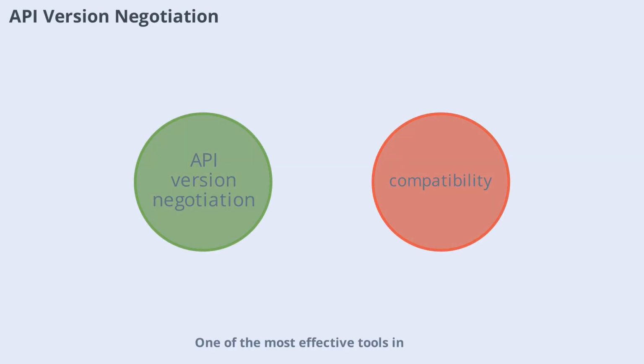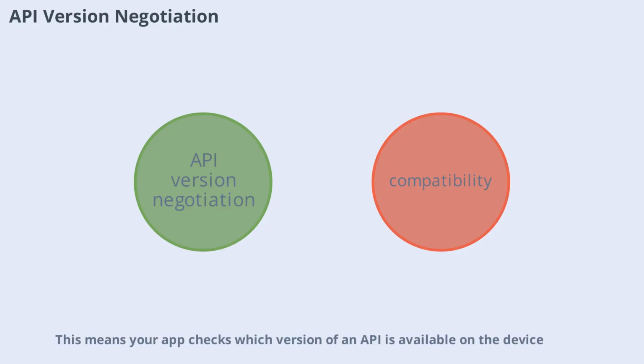One of the most effective tools in your compatibility toolkit is API version negotiation. This means your app checks which version of an API is available on the device and adapts its behavior accordingly. By negotiating API versions, you can gracefully degrade features for older devices while still offering the latest and greatest to users on new hardware. This approach minimizes the risk of crashes and ensures a smooth experience for everyone.